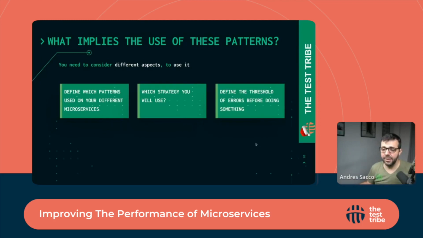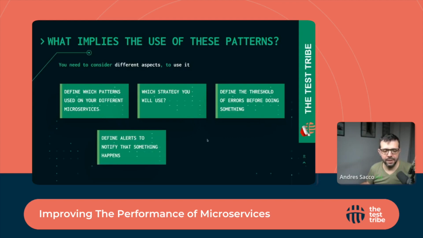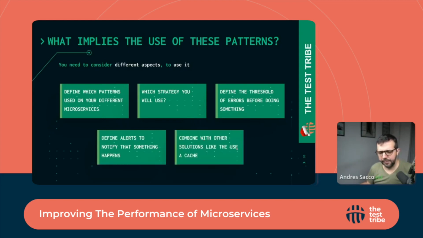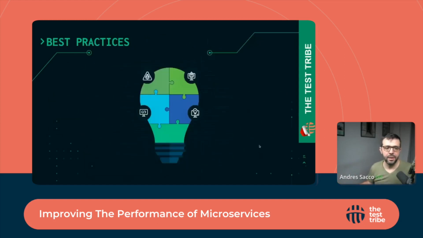Okay, define the threshold. Okay, after how many requests do I start my resilience mechanism? Define the alerts, in case something bad happens, and you can combine with other mechanisms, like, okay, in the case that something bad happens, I will use a cache mechanism.